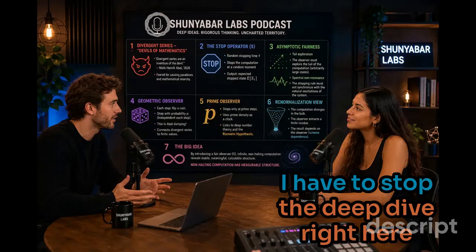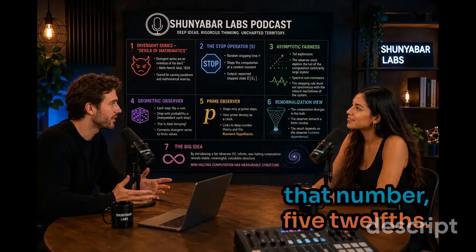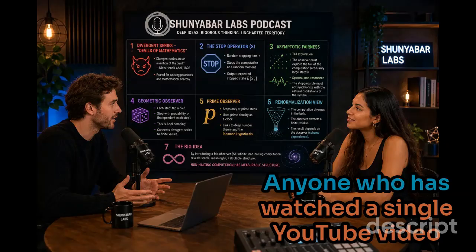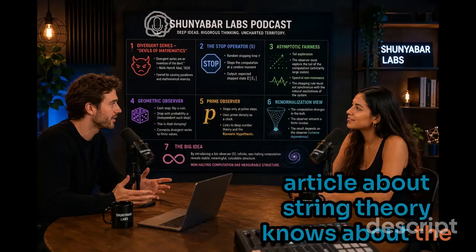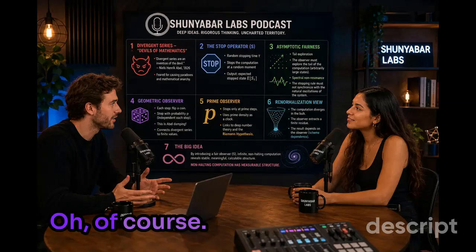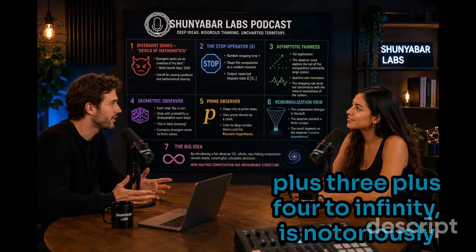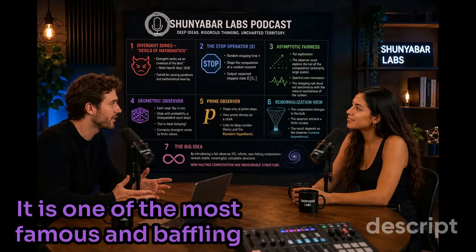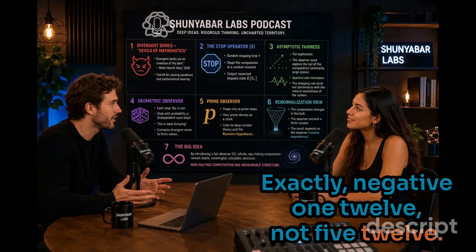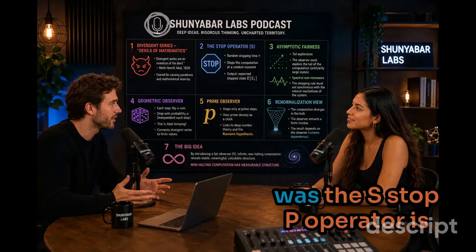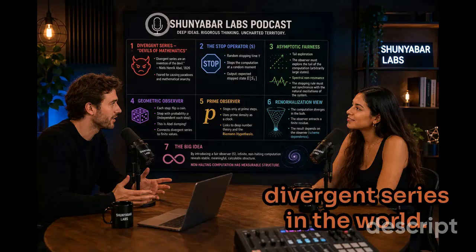5/12. Yeah. Okay, I have to stop the deep dive right here because the text anticipates this exact reaction, and I felt it in my bones when I read that number. 5/12. Anyone who has watched a single YouTube video on advanced math or read a pop science article about string theory knows about the infamous zeta regularization result. Of course. The sum of all positive integers, 1 plus 2 plus 3 plus 4 to infinity, is notoriously, magically equal to negative 1/12. It is one of the most famous and baffling counterintuitive facts in mathematics. Exactly, negative 1/12, not 5/12. So when I saw 5/12, my first instinct was the STP operator is broken, the fair observer failed. It gave us the wrong answer to the most famous divergent series in the world.